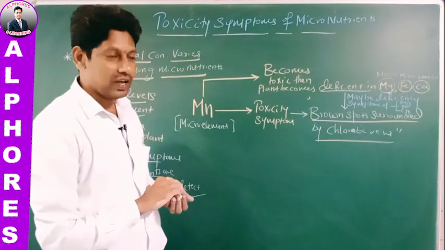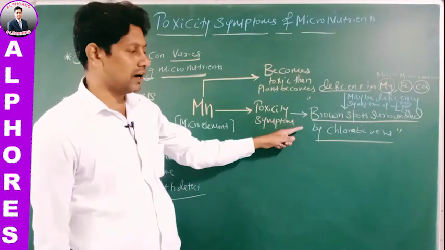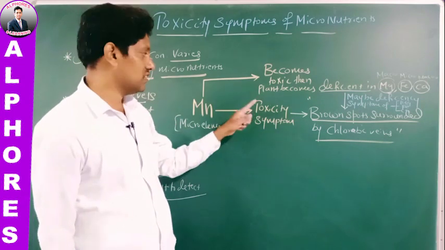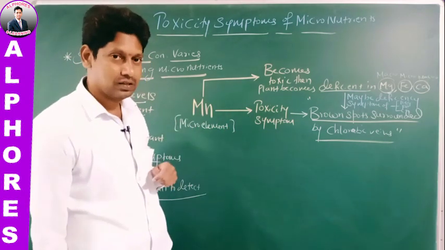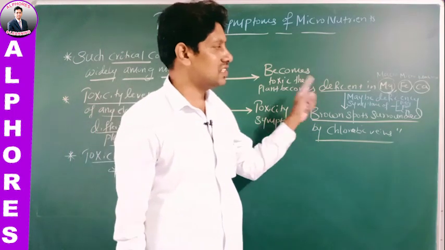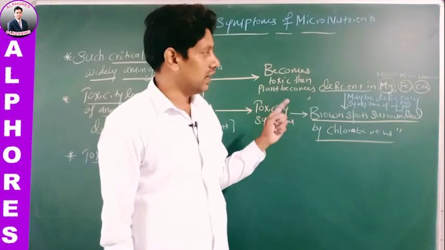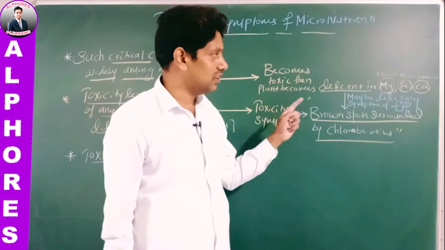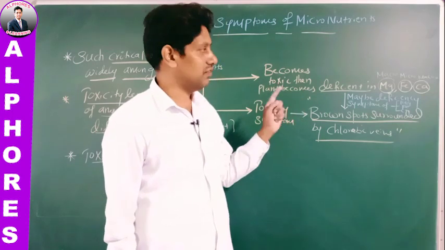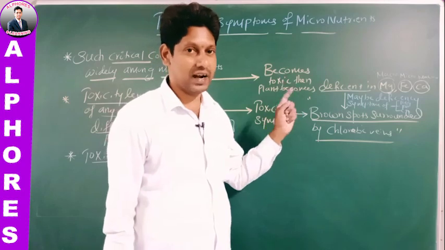Is this statement okay? Therefore, brown spots surrounded by chlorotic veins: number 1, toxicity symptom of manganese; number 2, deficiency symptom of magnesium, iron and calcium, right?